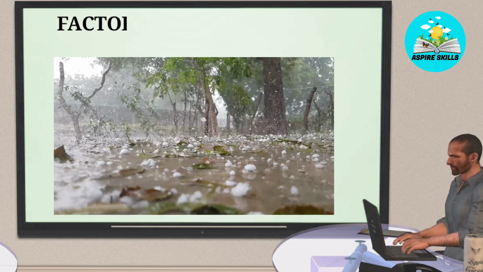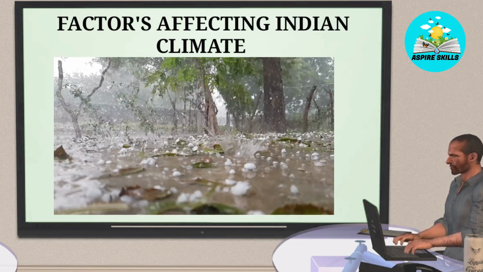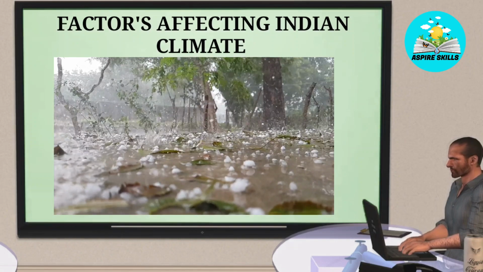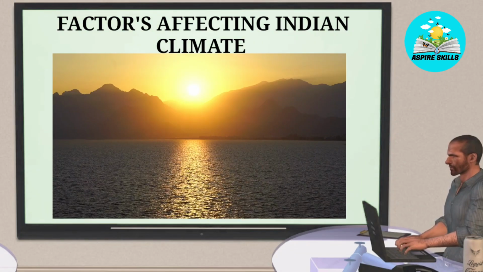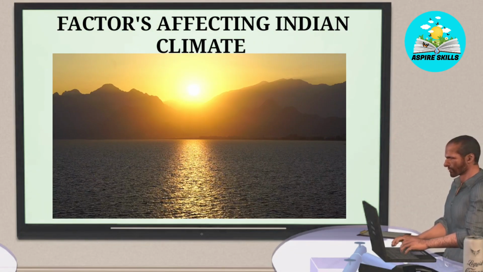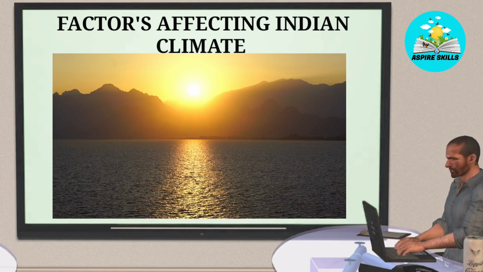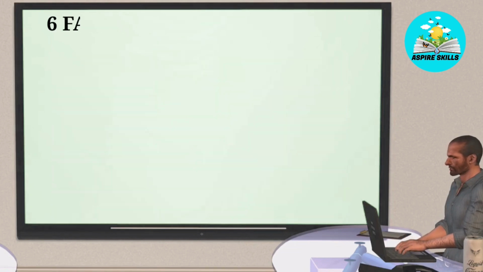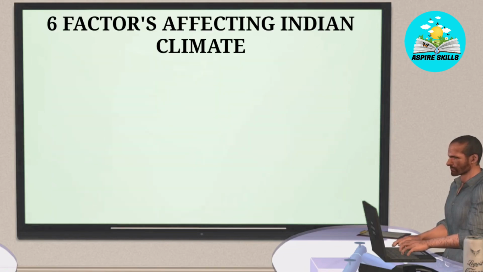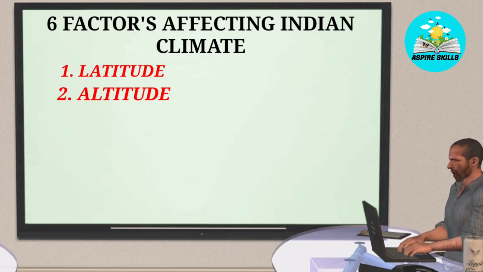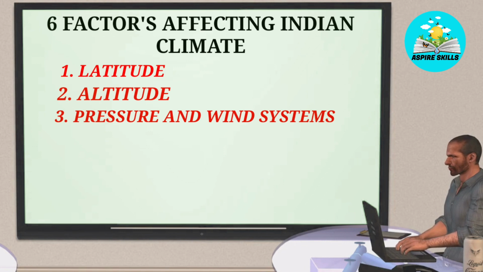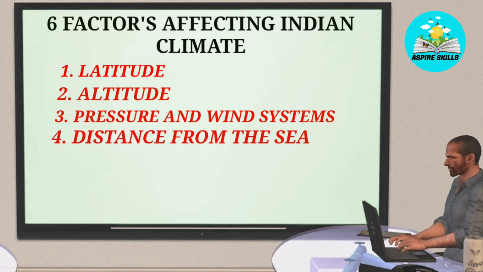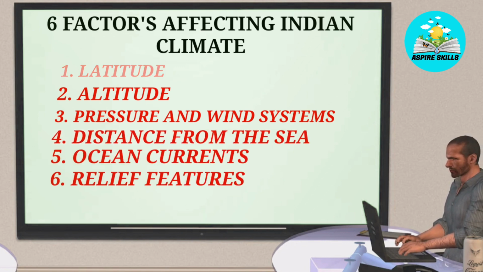In this video, we are going to understand what are the factors affecting the Indian climate, not only Indian climate, also the climate of a place. Generally speaking, there are 6 factors which affect the climate of a place. They include latitude, altitude, pressure and wind system, distance from the sea, ocean currents and relief features.